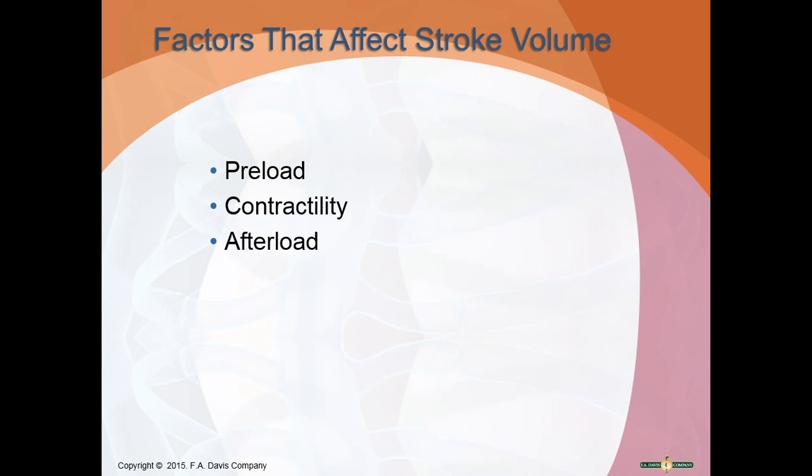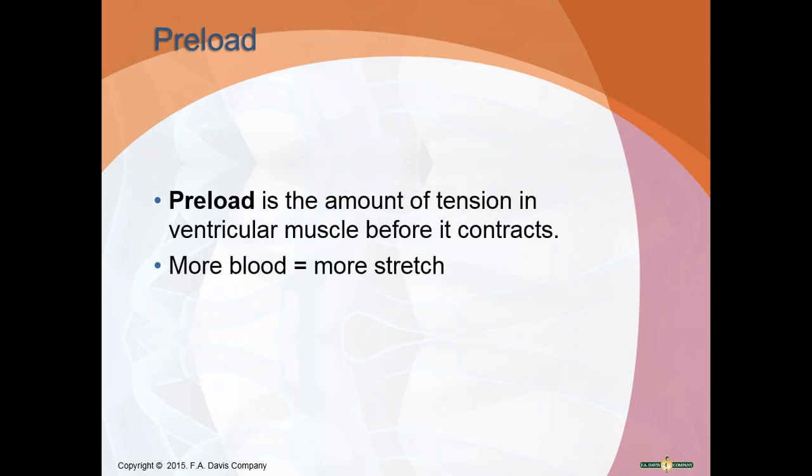I digress. So, factors that affect stroke volume. You have the preload, the contractility, and the afterload. This is terminology to try to understand what affects stroke volume. The preload is the amount of tension in ventricular muscle before it contracts. More blood, more stretch. Think of shooting a rubber band. The tension or stretch placed on the rubber band before you shoot, that's preload. So you stretch it out, that's the preload.